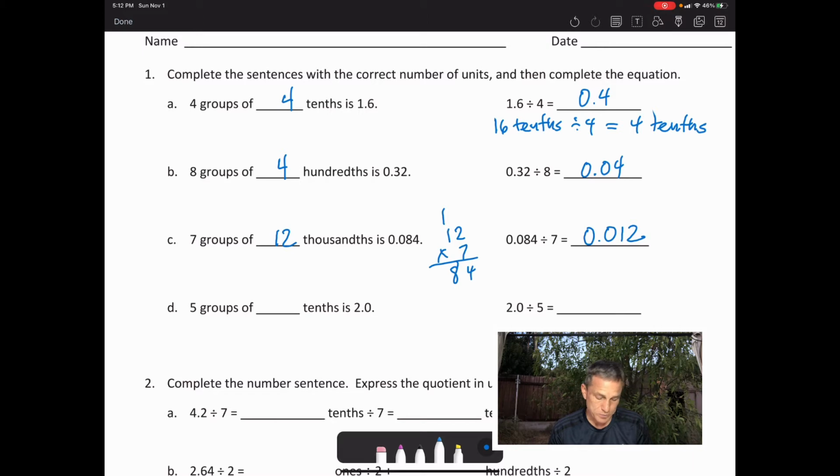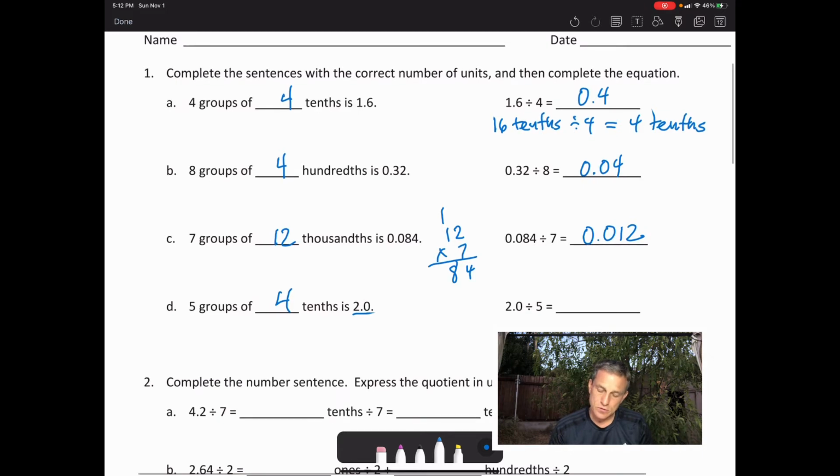Okay, 5 groups of how many tenths would equal 2 and 0 tenths? Now, if we change 2 and 0 tenths into just tenths, that would be 20 tenths. So 5 groups of 4 tenths is 20 tenths. So 20 tenths divided by 5 is 4 tenths. And that's what the first section looks like.